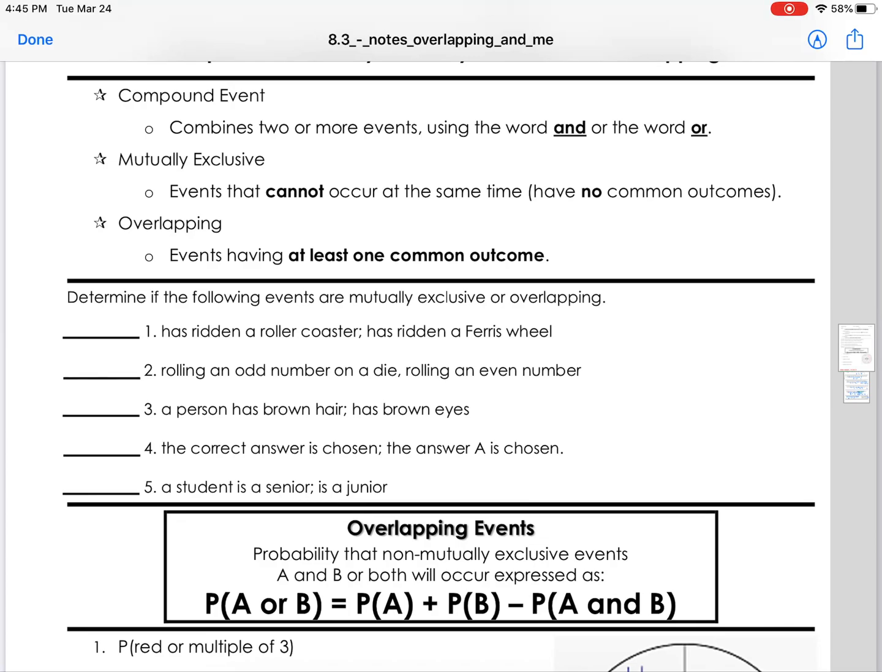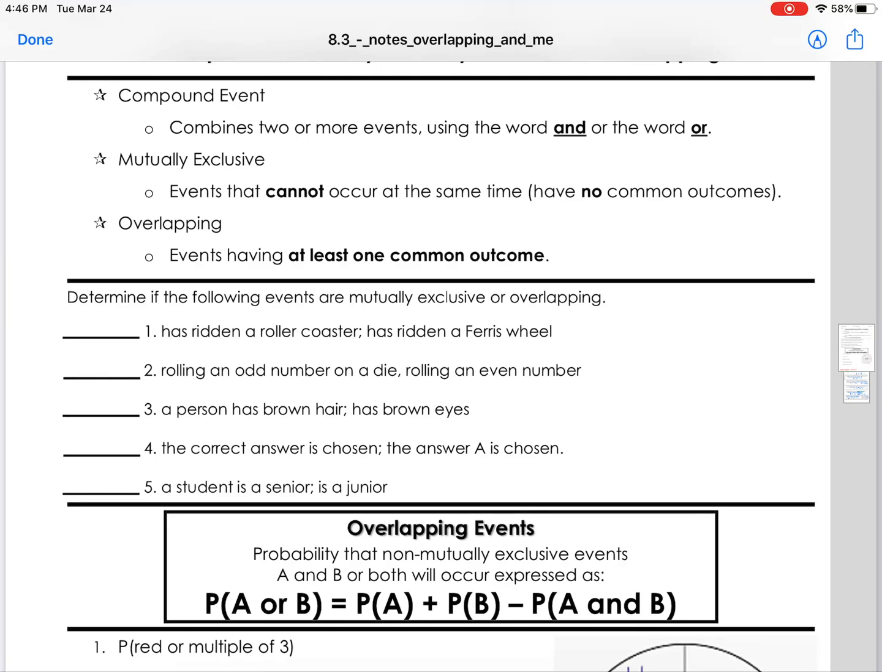This first term in the vocabulary section at the top is usually indicated by using the word "and" or the word "or". So the probability of this and that happening, or the probability of this or that happening. That's how you can tell that you need to consider whether or not events are mutually exclusive or overlapping. Mutually exclusive events cannot occur at the same time, and they have no common outcomes. Overlapping events have at least one common outcome, and you have to determine if they can happen at the same time. That's when they're overlapping.